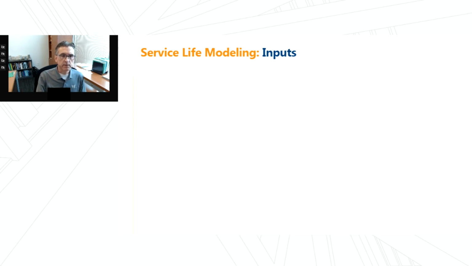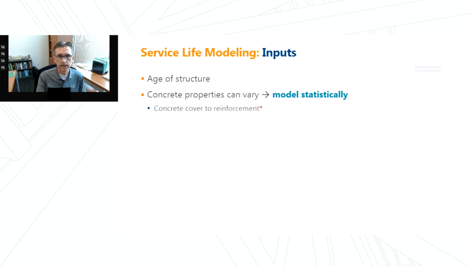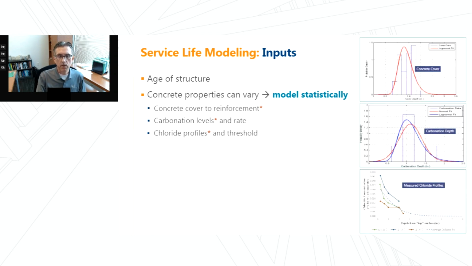The inputs that we consider would be the age of the structure, and then primarily the concrete properties. And we need to recognize that these can vary significantly. So we're actually going to model the concrete properties statistically. And primarily here, we're talking about the concrete cover to the reinforcement, the carbonation levels, and then the chloride profiles. And those are using data that we've obtained from our in-depth assessment. And we'll actually establish statistical distributions for the concrete cover, carbonation depth, and for chloride profiles.